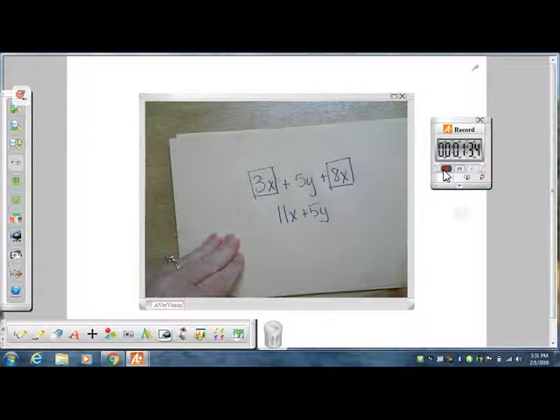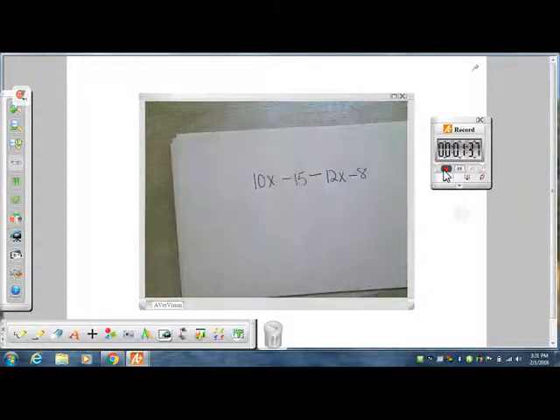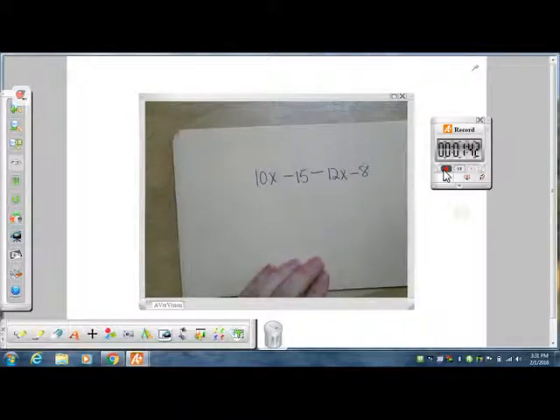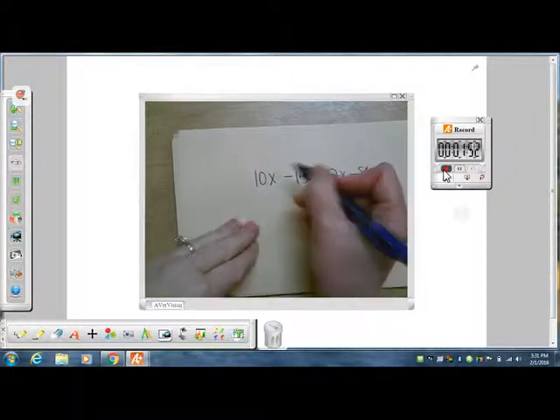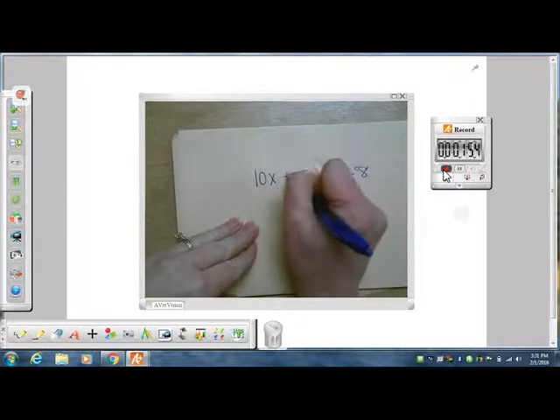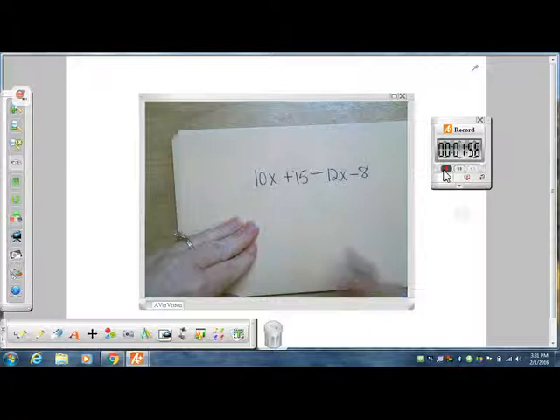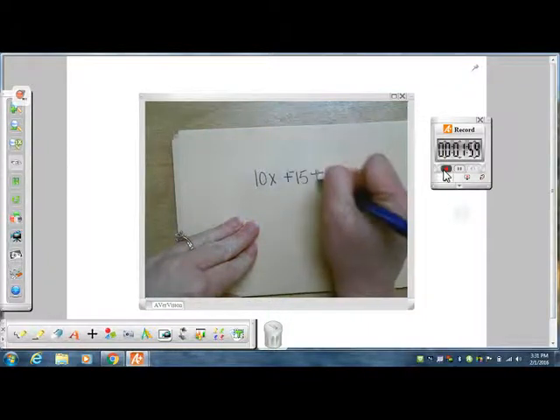Okay? So sometimes it happens that we have subtraction. These have all been addition so far. So our first step is to get rid of subtraction, and we do that by applying our rule for subtracting integers. So we keep, change, or we add the opposite. So instead of minus 15, I'm going to put plus negative 15. And instead of minus 12x, I'm going to put plus negative 12x.